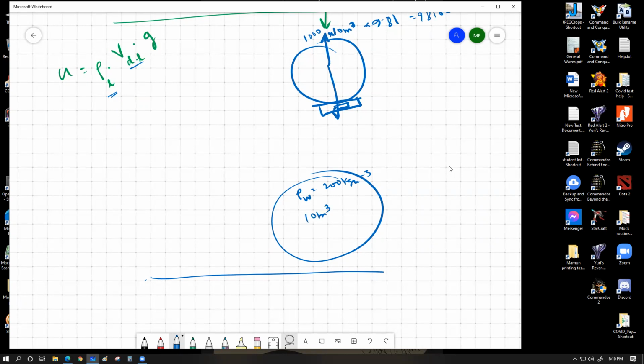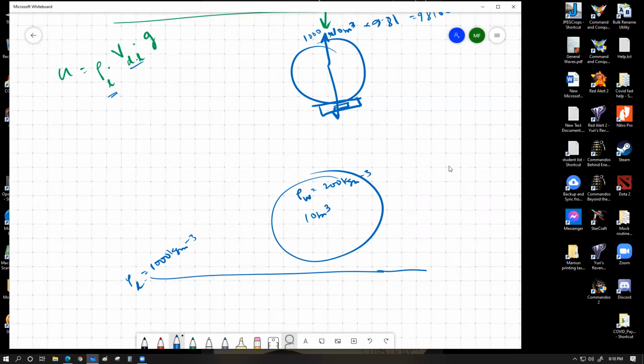Now, if I ask you to calculate, whenever I drop this object, how much volume of this wood will actually be floating? Can we calculate that? Try to understand this question. The density of water is 1000 kg per meter cube.